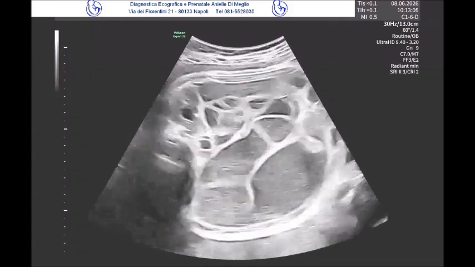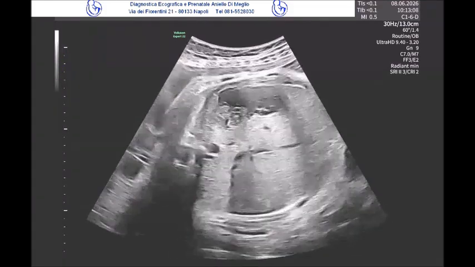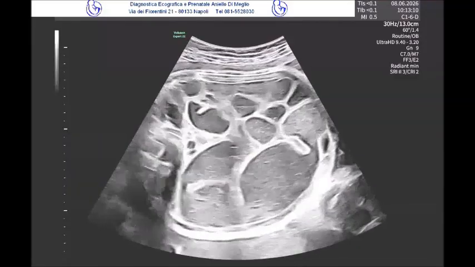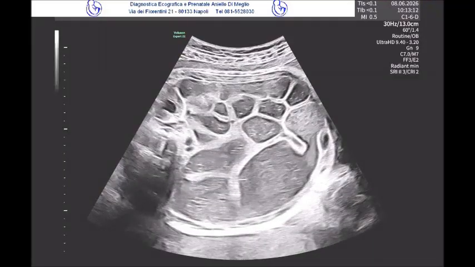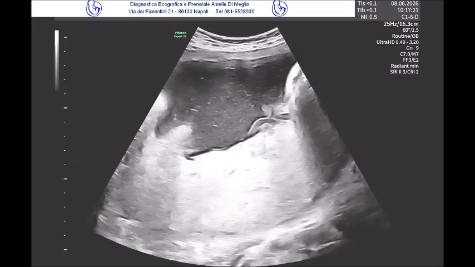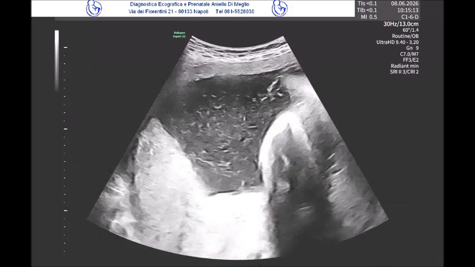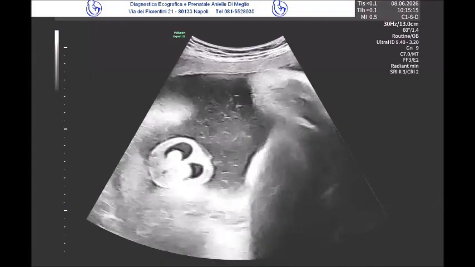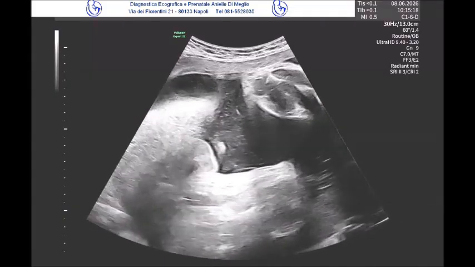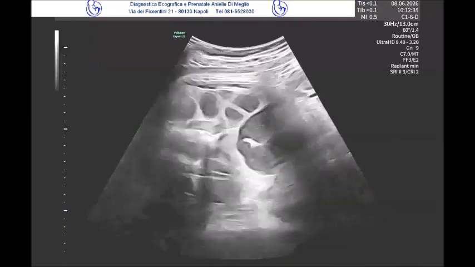Continuing with the evaluation of the fetus under examination, there is no ascites, no abdominal calcifications are observed, and there is no polyhydramnios. Although polyhydramnios is frequently associated with intestinal atresia, its absence does not rule out the diagnosis. In this case, in fact, even though this finding is absent, the overall ultrasound picture remains highly suggestive and decisive for intestinal atresia.